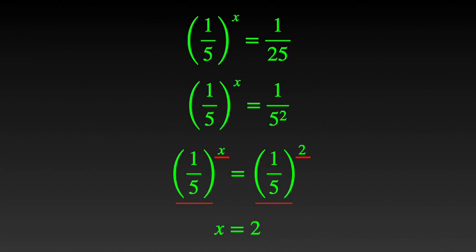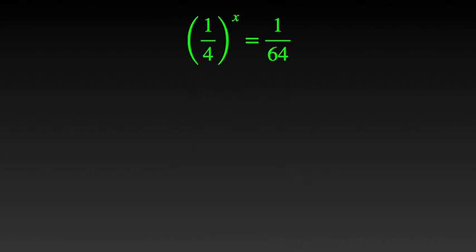Let's take a look at our second example. Here we have 1 over 4 to the power of x equals 1 over 64. Same thing, we want the same base. We have 1 over 4 on the left-hand side and 1 over 64 on the right-hand side. Notice that 64, we can write it as 4 to the third.